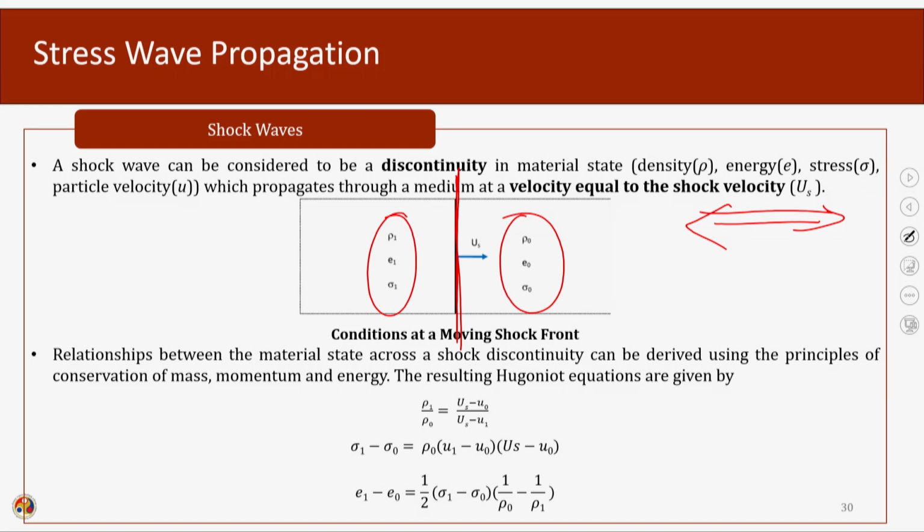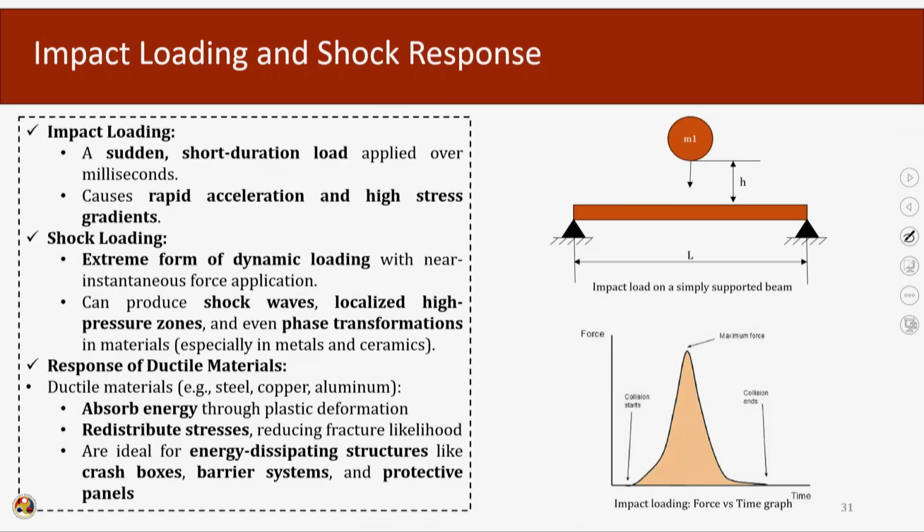So, the relationship between the material state across the shock discontinuity can be derived using the principle of conservation of mass, momentum and energy. These are known as the Hugoniot equations and they are given by this formulation. Okay. So, impact loading and shock response.